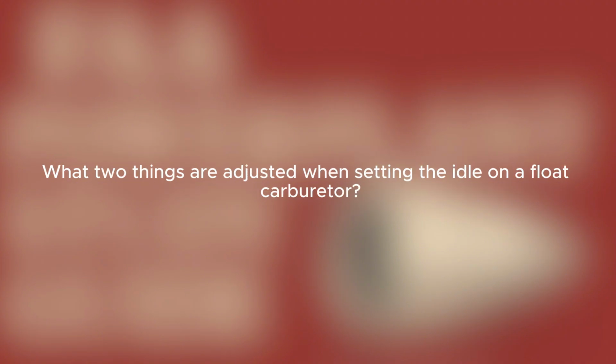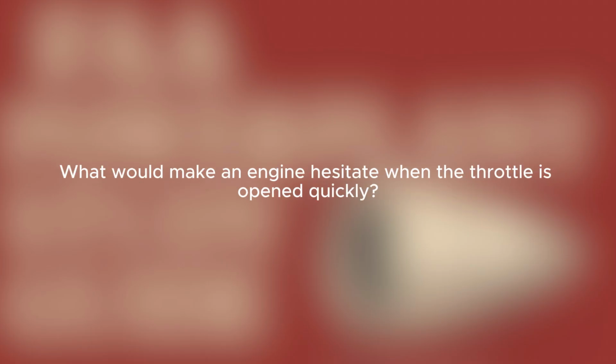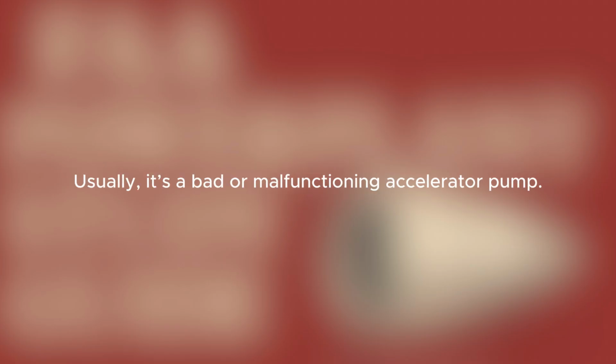What two things are adjusted when setting the idle on a float carburetor? You adjust the idle speed using the throttle stop screw and the idle mixture using the idle needle valve. What would make an engine hesitate when the throttle is opened quickly? Usually, it's a bad or malfunctioning accelerator pump.